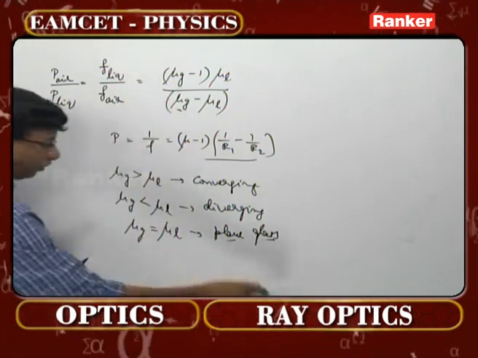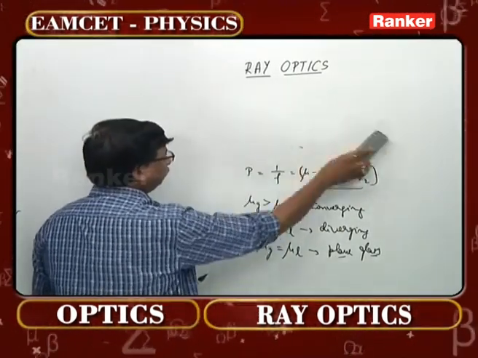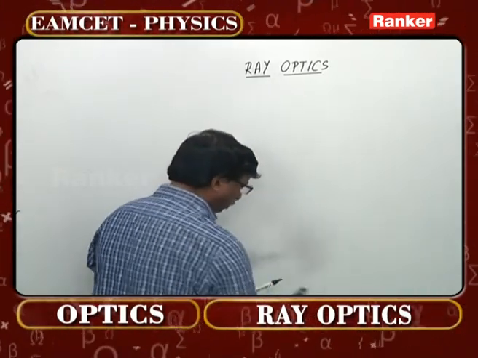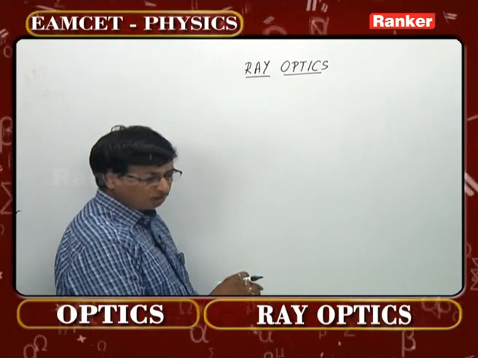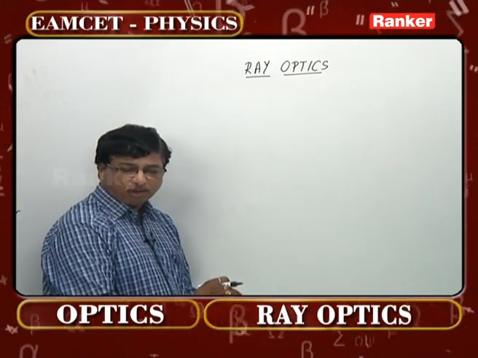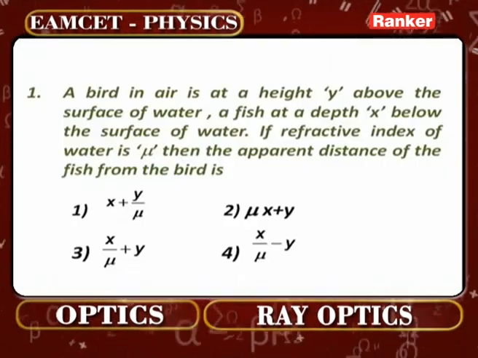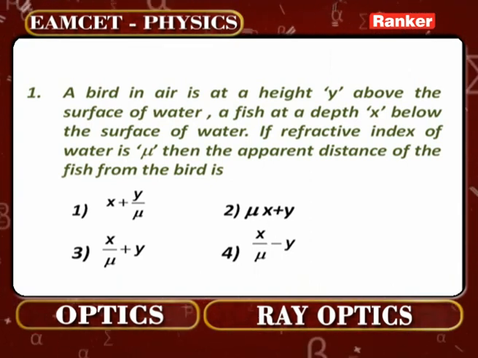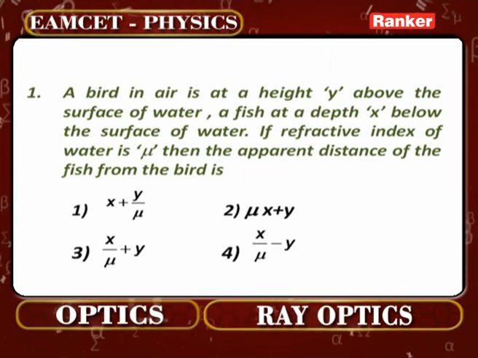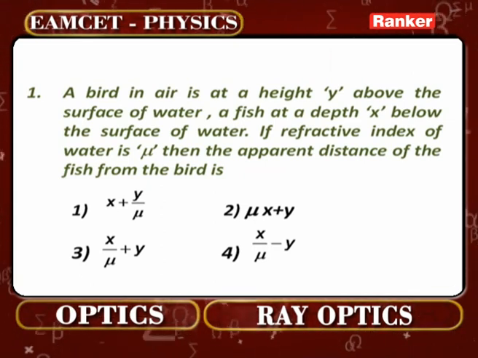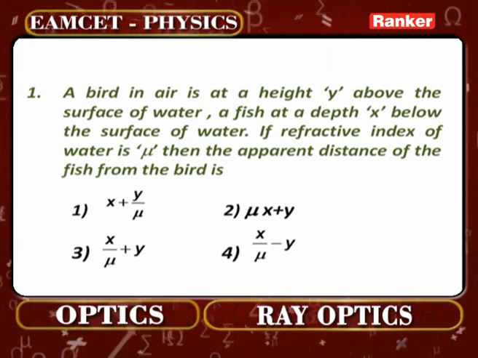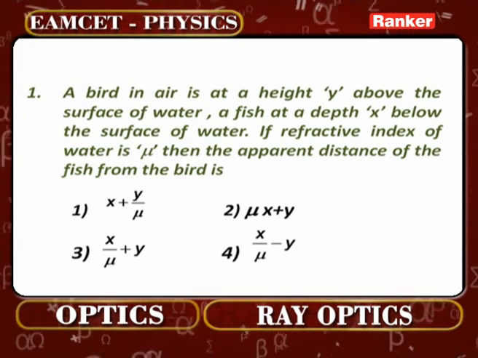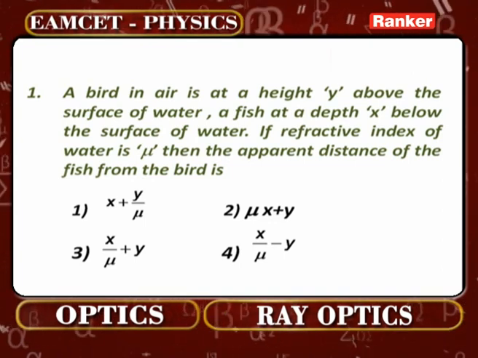So about these concepts, today we are just taking up some of the applications, please. Let us now start doing some of the problems as usual. So let us take the very first problem over here. Look at that. A bird in air is at a height y above the surface of water. A fish is at a depth x below the surface of water. If the refractive index of water is mu, then the apparent distance of the fish from the bird is how much?